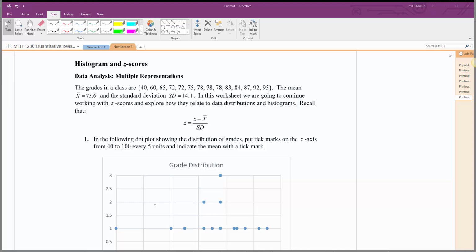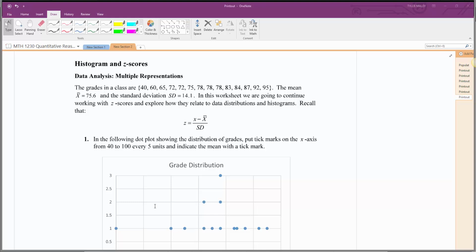So here we have the grades in the class: 40, 60, 65, 72, 72, 75, 78, 78, 78, 83, and so forth. We're told the mean x bar is 75.6. The standard deviation is 14.1. And here it's just saying we're going to continue working with z-scores and explore how they relate to data distributions and histograms, right? Like I said.